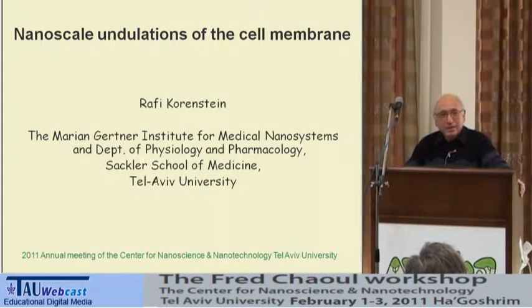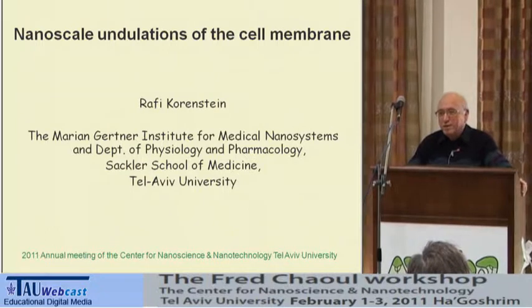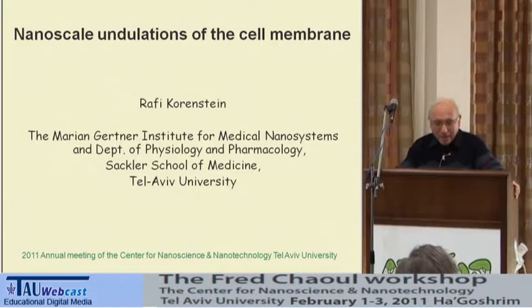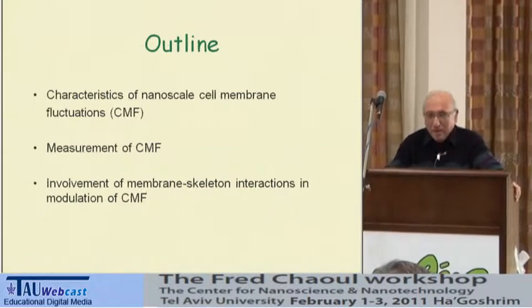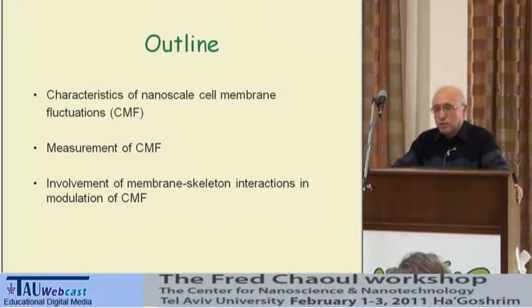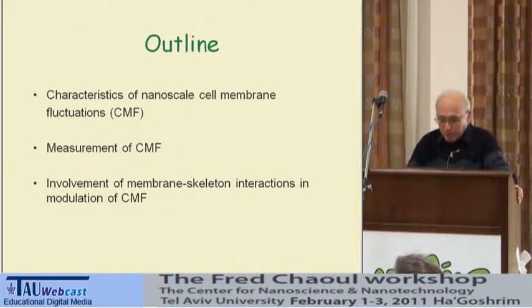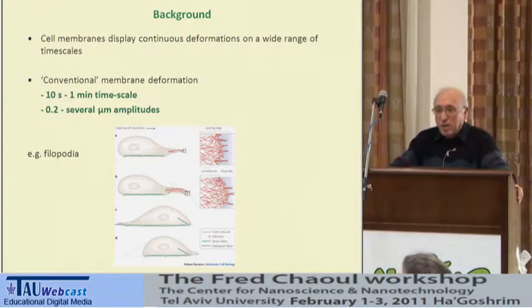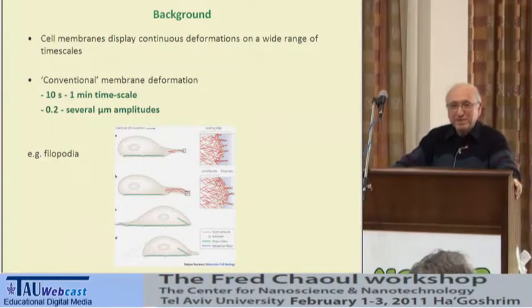The presentation today is really going to address both physicists a little bit and biologists as well. The topic is biophysics. I will address three main features. One, I will describe the characteristics of nanoscale cell membrane fluctuation. I will describe how one measures on cells nanoscale events, or nanoscale movements, to be more precise. And then I will deal with some possible underlying mechanism responsible for modulation of this phenomenon. So the question is where, why, and how, really.